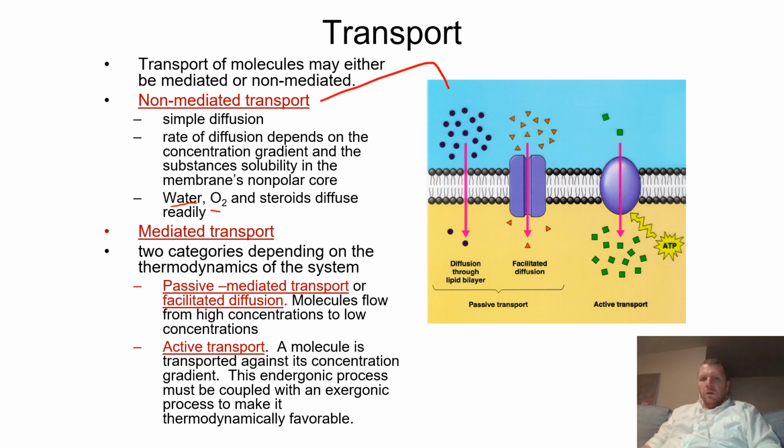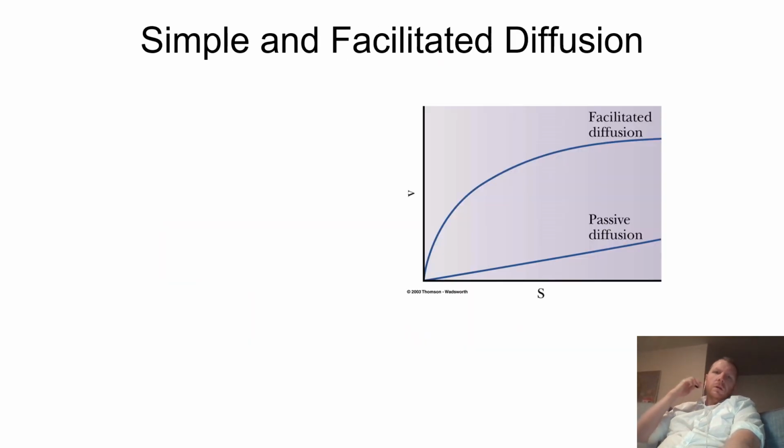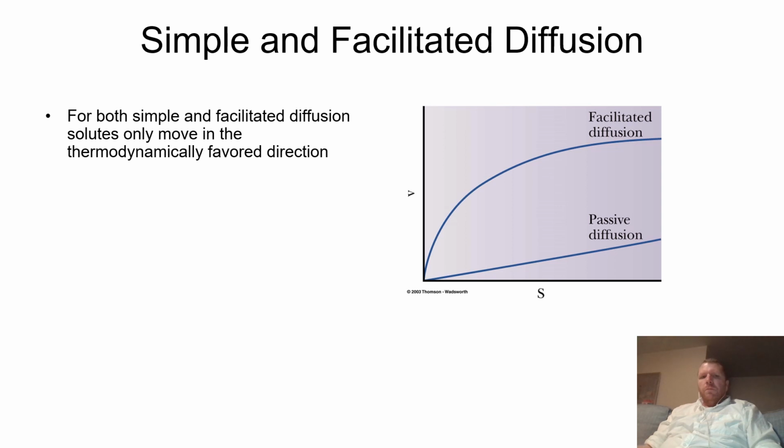So we've got non-mediated transport and then mediated transport that falls into the category of facilitated diffusion, or active transport, where we're moving something across the membrane and we're using ATP in order to move it across that membrane. As an example, we use ATP.